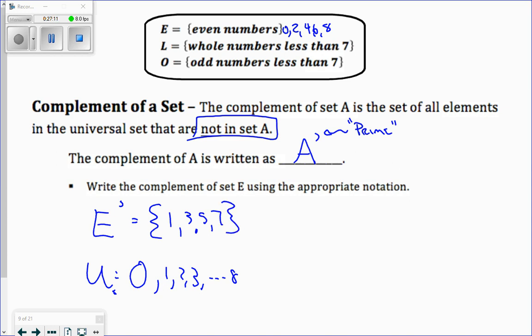Now again, the diploma will not use the word not. They will just simply have this expression on the page, and you need to know that that little dash or apostrophe means not.